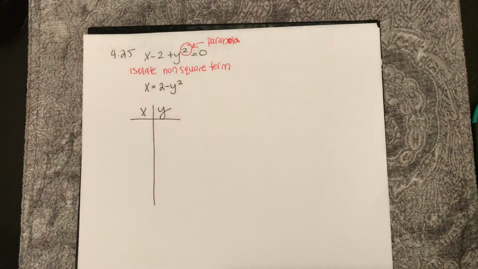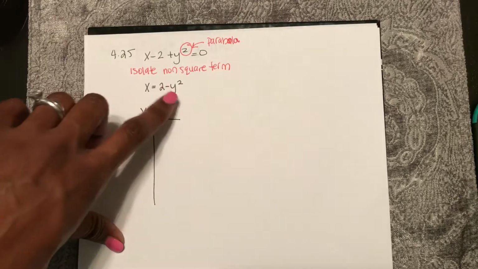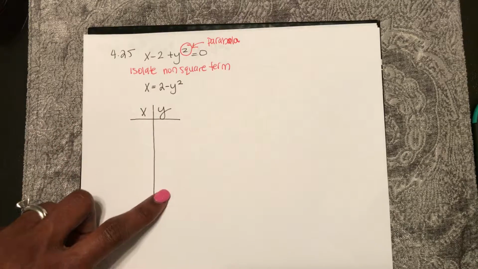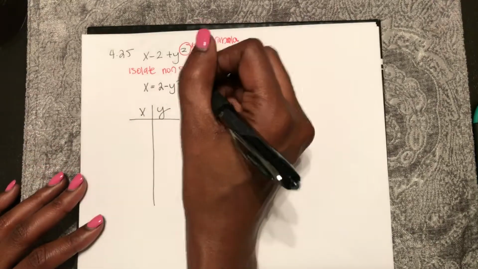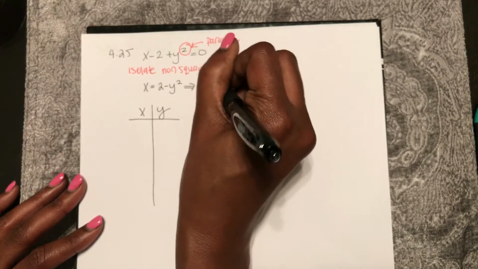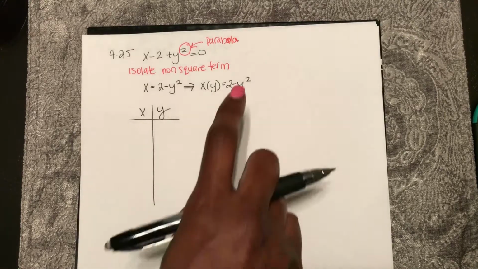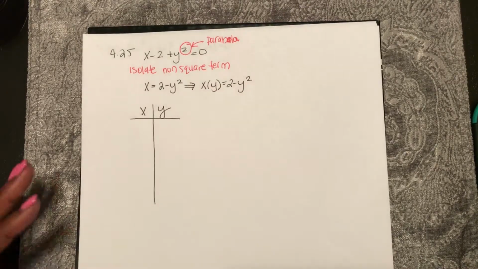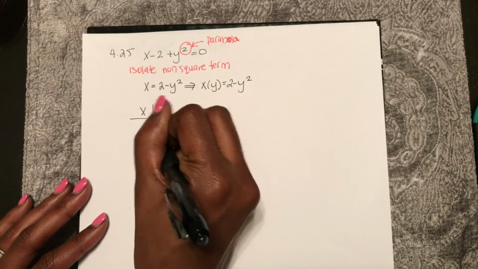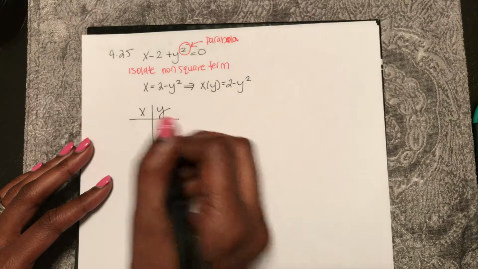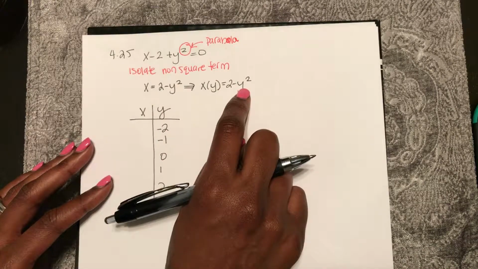X and y. Now, since x is a function of y here, I'm going to plug in y values. So this is the same as saying x of y equals 2 minus y squared. So we're going to plug in y values to get our outputs. The ones I want to plug in, -2, -1, 0, 1, 2, are always a pretty good amount of points to plug in. So for x, I'm plugging in -2 here.